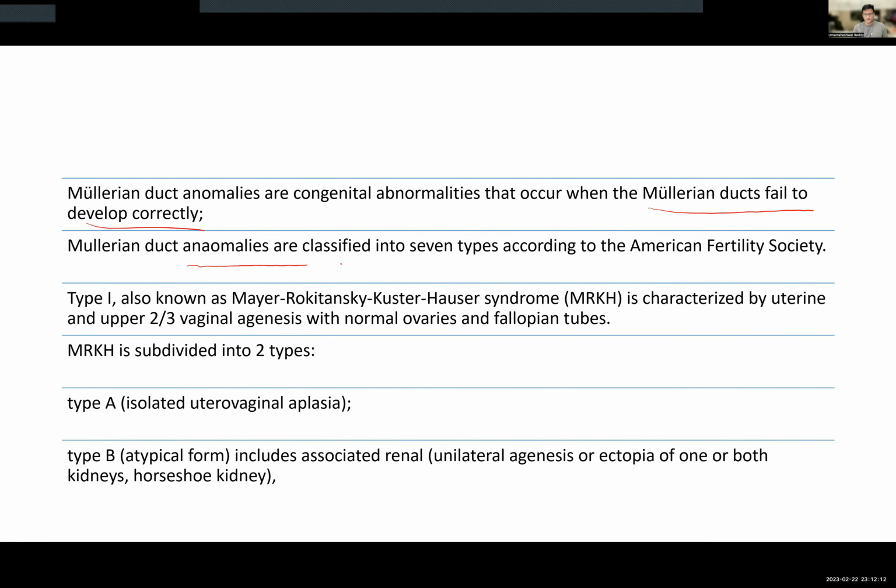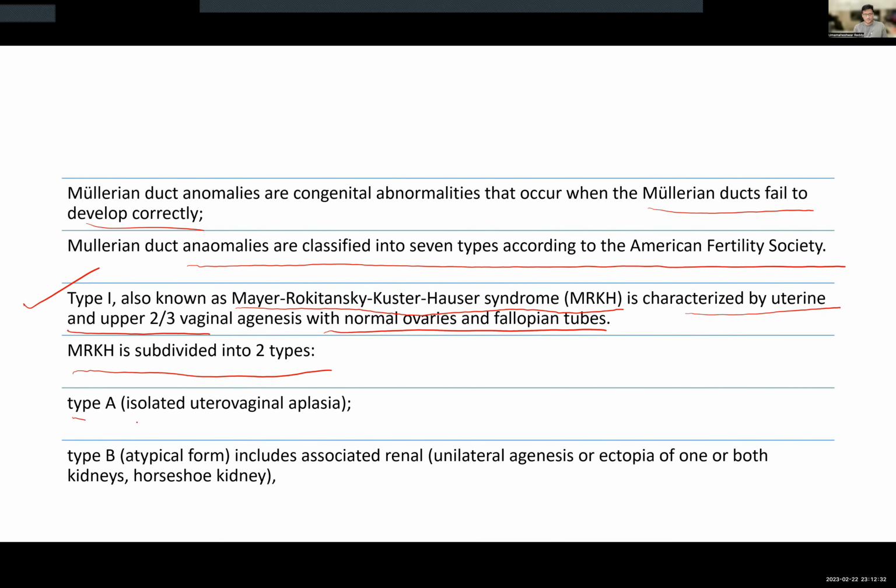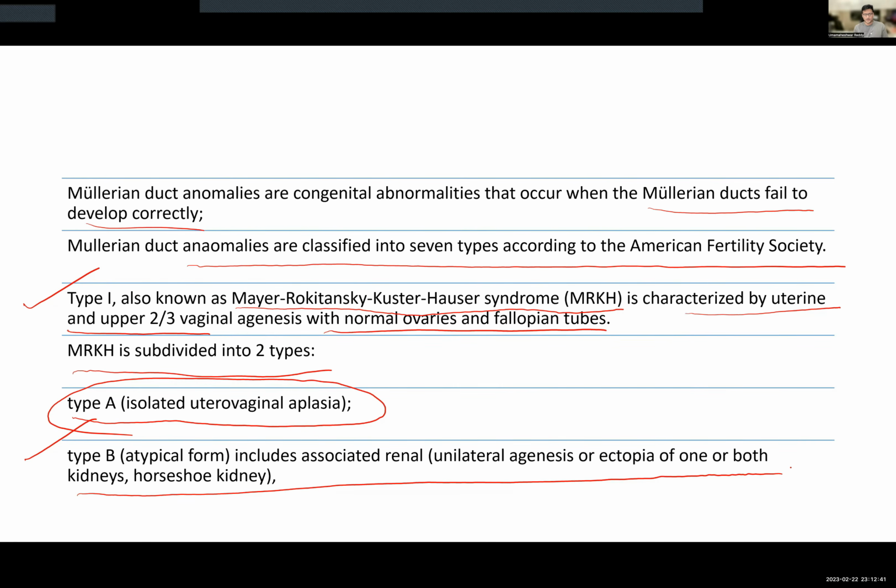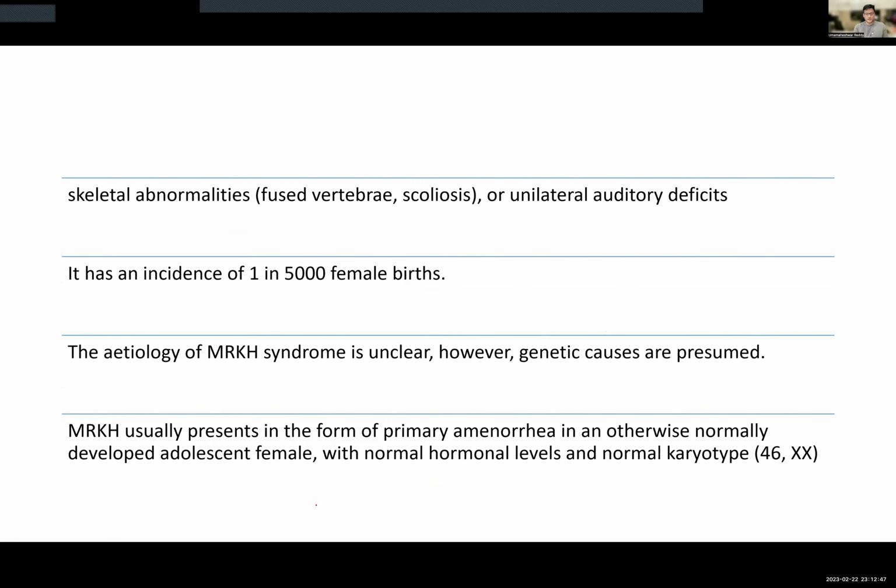Mullerian duct anomalies are classified into 7 types, and type 1 is known as Mayer-Rokitansky-Kuster-Hauser syndrome, characterized by uterine and upper two-thirds of vaginal agenesis with normal ovaries and fallopian tubes. MRKH is divided into 2 subtypes. Type A is isolated uterovaginal aplasia. Type B is associated with renal agenesis, like in our case, or horseshoe-shaped kidneys or other abnormalities. Skeletal abnormalities like fused vertebrae and scoliosis can also be seen; in our case, those findings were not seen.